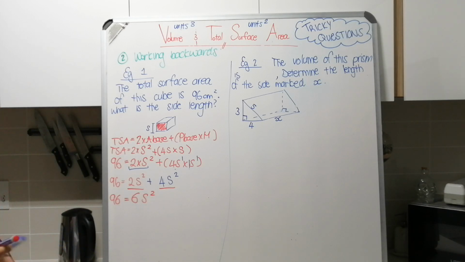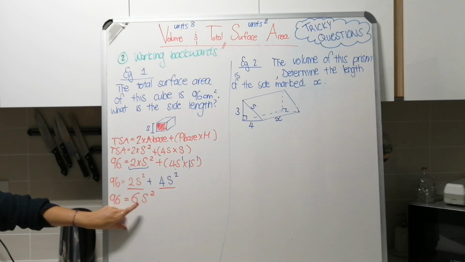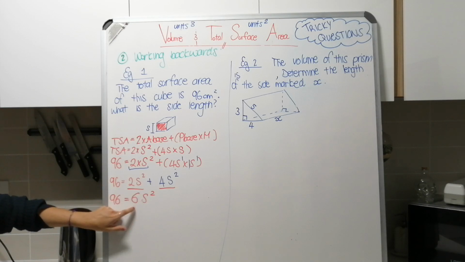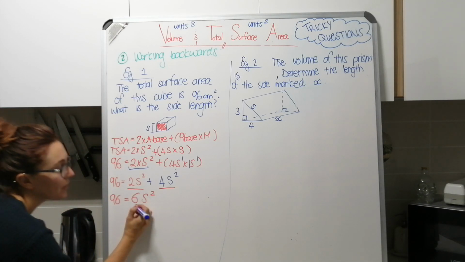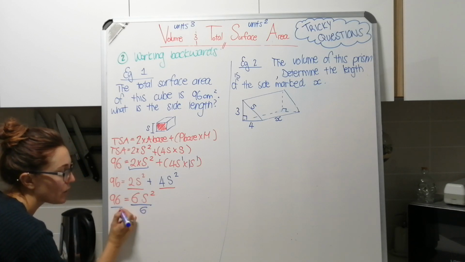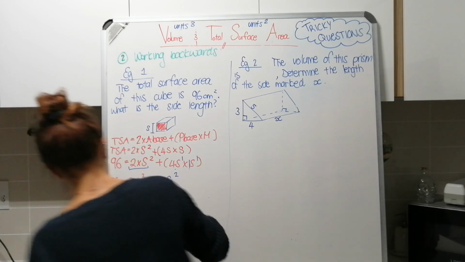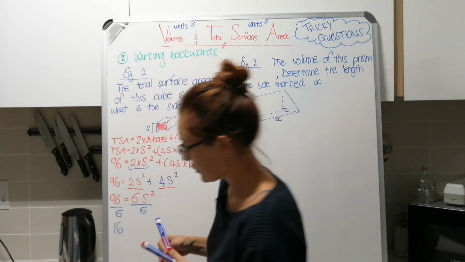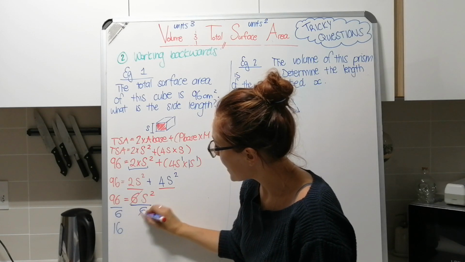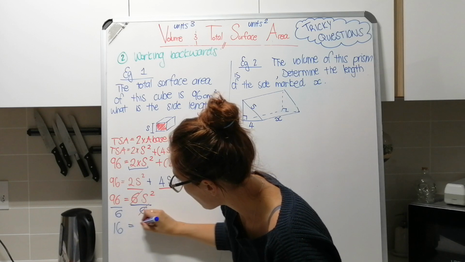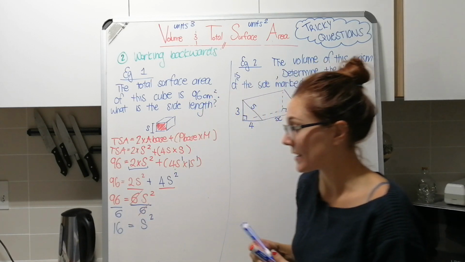6S squared. And now this kind of looks a little bit like Pythagoras, except the first thing to do is we actually have to get rid of the 6. So remember, to get rid of the coefficient of a variable, you divide both sides by the coefficient. So we have 16 on the left-hand side, and on the right-hand side, 6 divided by 6 cancel, and we've just got our s squared, which is perfect. That's why we divided by 6.